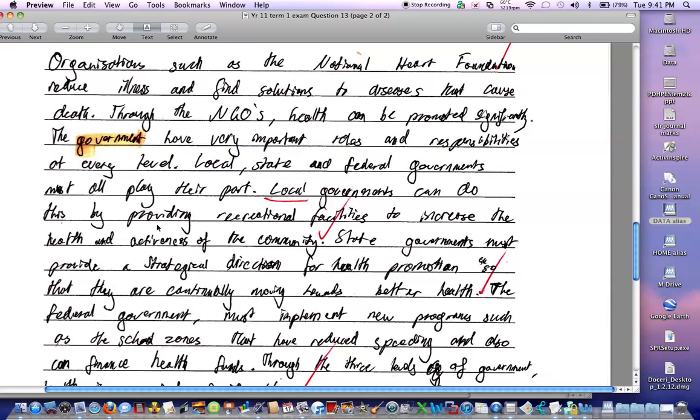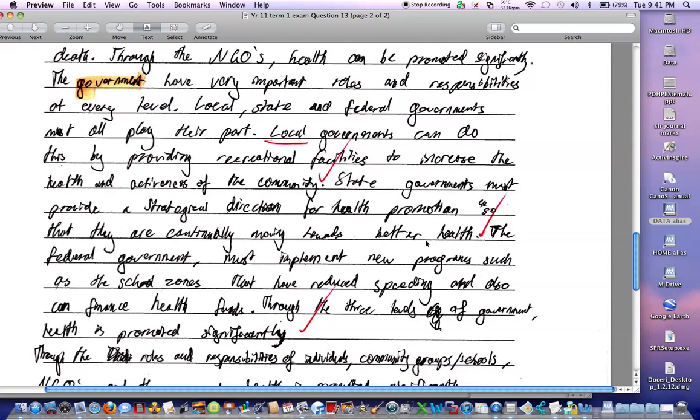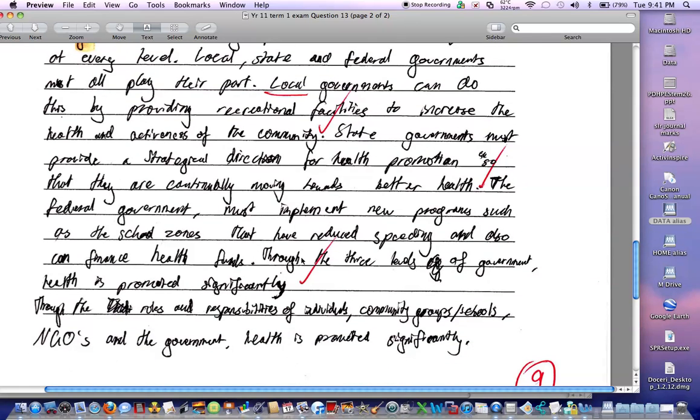So local government can do this by providing recreational facilities to increase the health and activities of the community. So state governments, underlined here, must provide a strategical direction for health promotion, excellent wording, so that they are continually moving towards better health. The federal government, again let's underline, must implement new programs such as the school zones that have reduced speeding and also can finance health funds. Through the 3 levels of government, health is promoted significantly.